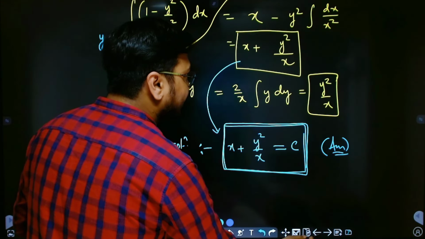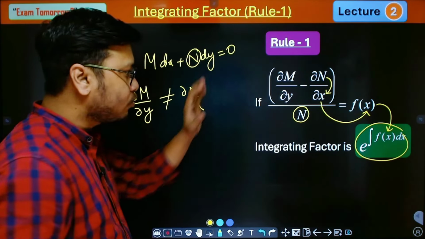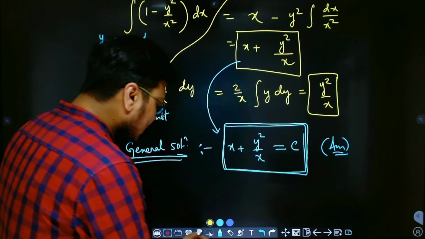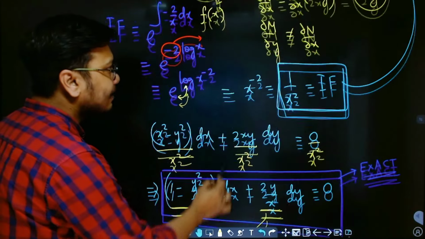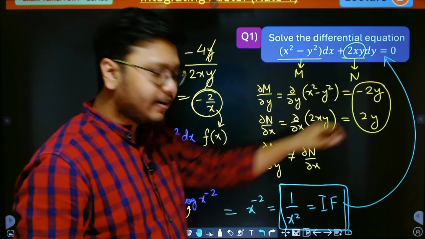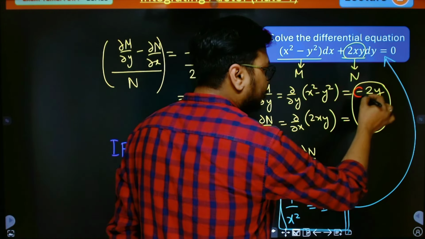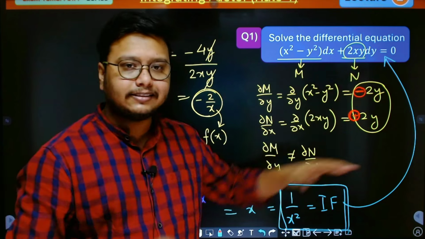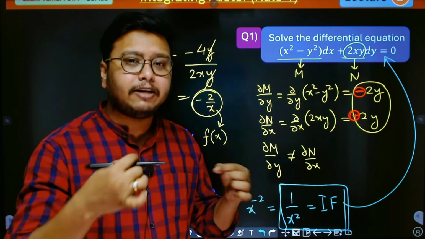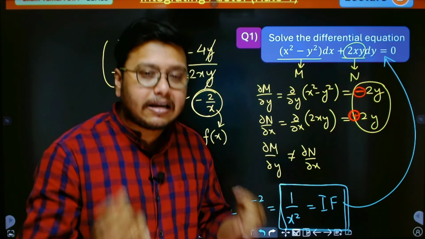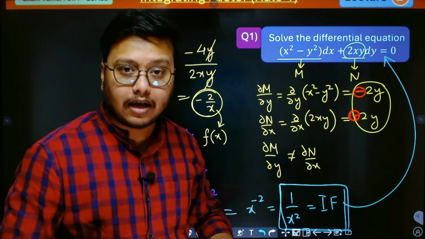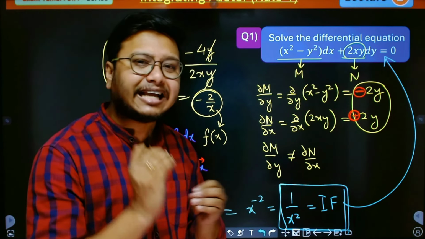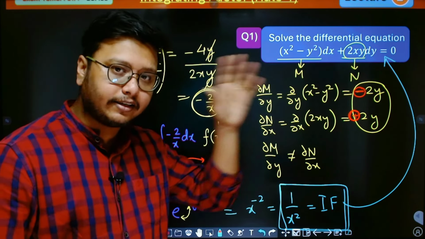For rule number 1, you will see when you are doing the problem of rule number 1, del m del y and del n del x generally have a difference of sign. One is negative, one is positive, rest thing is same. When you have just a difference of sign, it is a general observation that it falls under rule 1. I'm not saying always it happens, but it happens 80% of the times. So that's one hint you can keep in your mind.